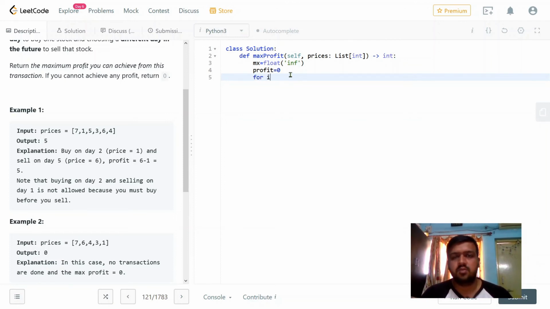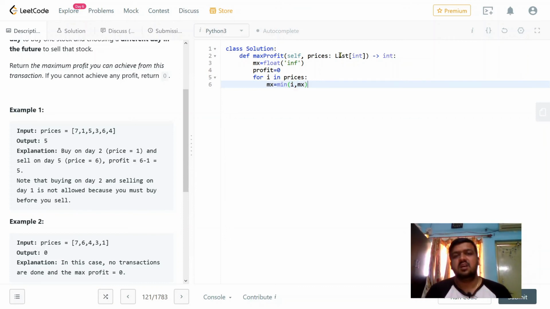So now what I have to do is simply iterate the prices. Sorry, this is not num, this is prices. I will iterate it one by one. What I have to do is check what is the minimum value that I have seen so far. For that I will have mx equals to minimum, comparing two values, I and minimum. So basically I'm checking if the current value is the minimum value or not, right?